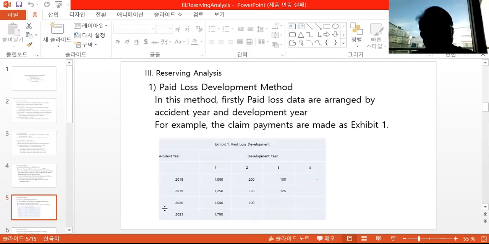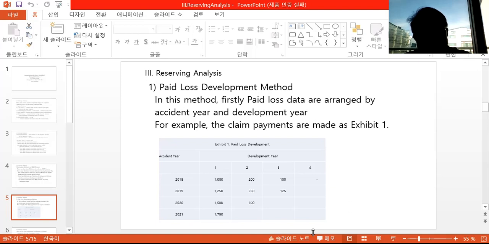The first, we're going to discuss the paid loss development method. In this method, first the paid loss data are arranged by accident year and development year. So this is going to have a triangular form. It shows, for example, the claim payments made, as in Exhibit 1. There are 4 accident years, 2018, 19, 20, and 21, and there are 4 years of development.